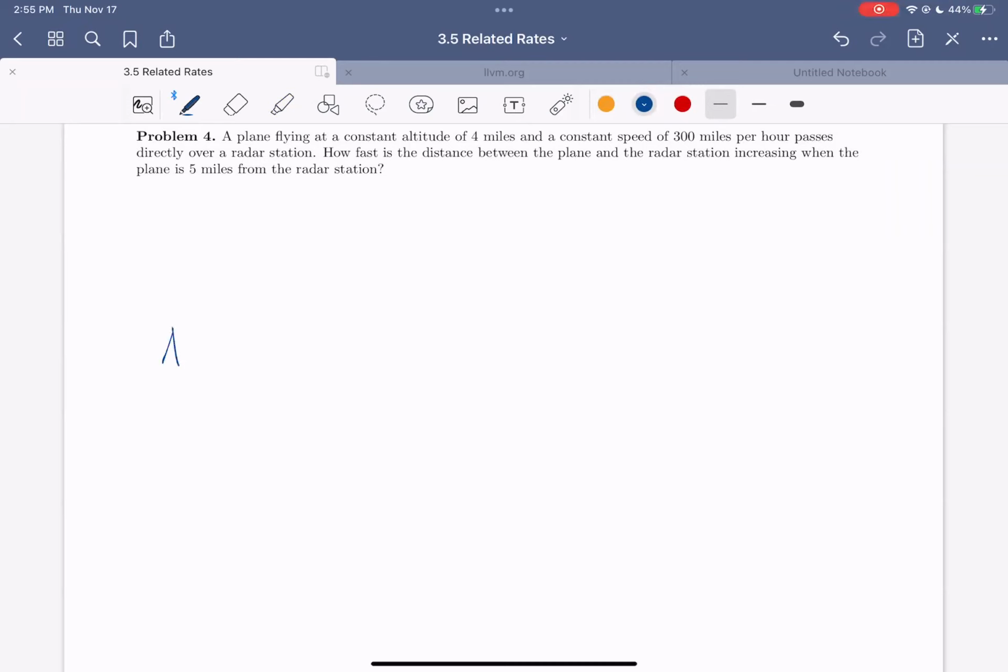So let's say our radar station is here. I'm just going to do a big triangle for it because it's a radar station. Okay, here's our radar station and our plane is passing over it. So here's our plane. So what are we told? Let's just draw our ground here. We are told the plane is flying at a constant altitude of 4 miles. So that means the height of the plane above the ground is 4 miles. And a constant speed of 300 miles per hour. So here's miles per hour. It's going 300 miles per hour.